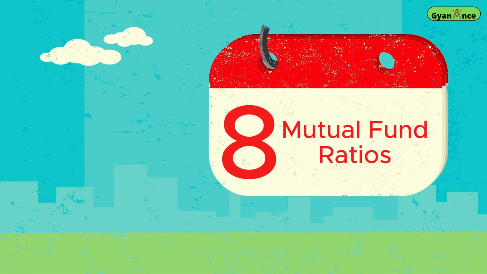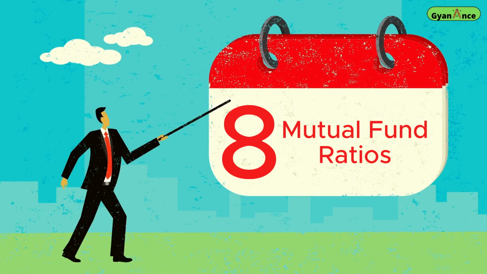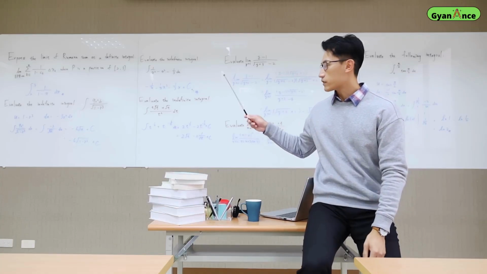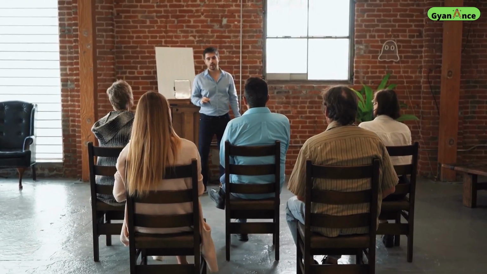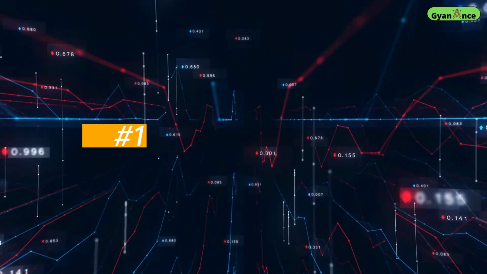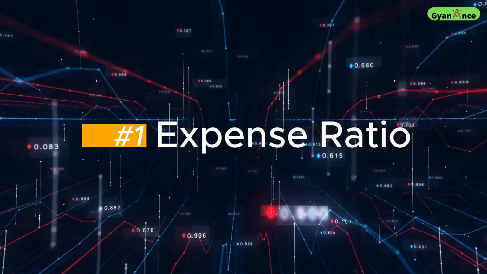In this video, I will break down 8 important mutual fund ratios, not just what they are, but why they matter. I will teach you with simple examples. This video is perfect for beginners and even intermediate investors. So let's start. Let's start with the most ignored one, expense ratio.